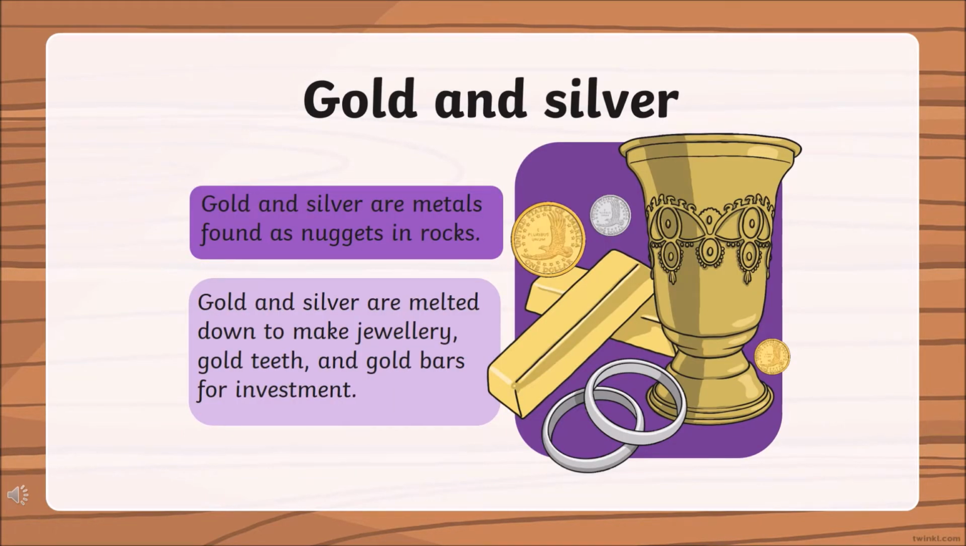Gold and silver are metals found as nuggets in rocks. Gold and silver are considered precious metals, which means they are worth a lot of money. Gold and silver are melted down to make jewelry, gold teeth, and gold bars for investment.